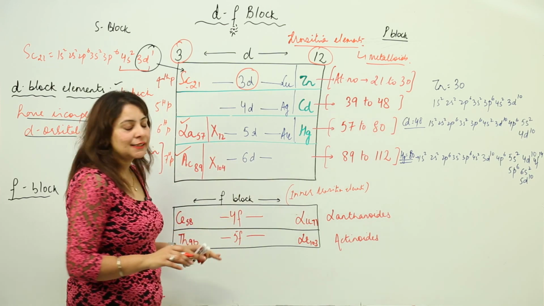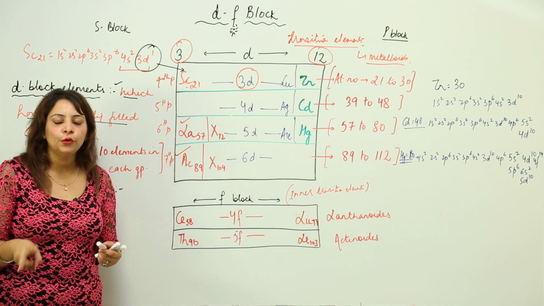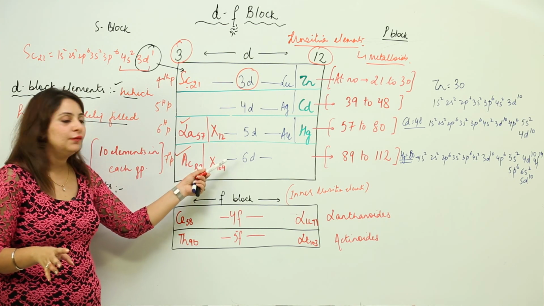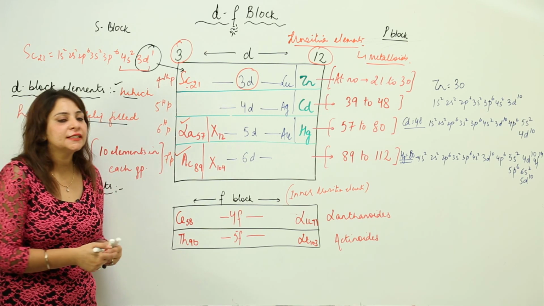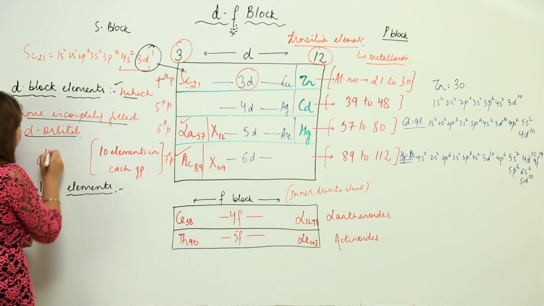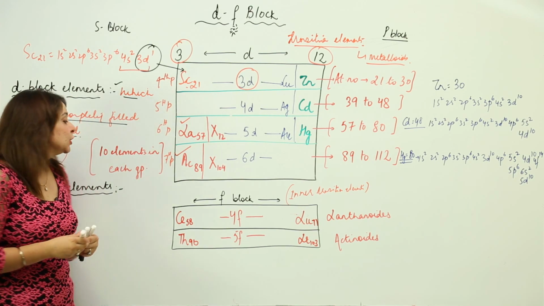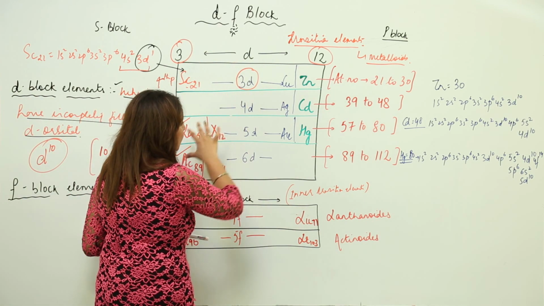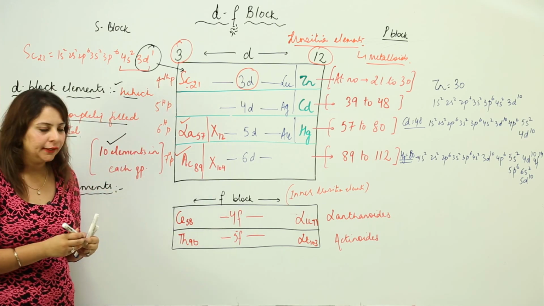So I think it's clear that in the first series we are filling 3d orbitals, in the second we are filling 4d orbitals, in the third we are filling 5d and in the fourth we are filling obviously the 6d orbitals. As we know, the d orbital can accommodate a maximum of 10 electrons, right. So that is why we see that there are 10 elements in each period.